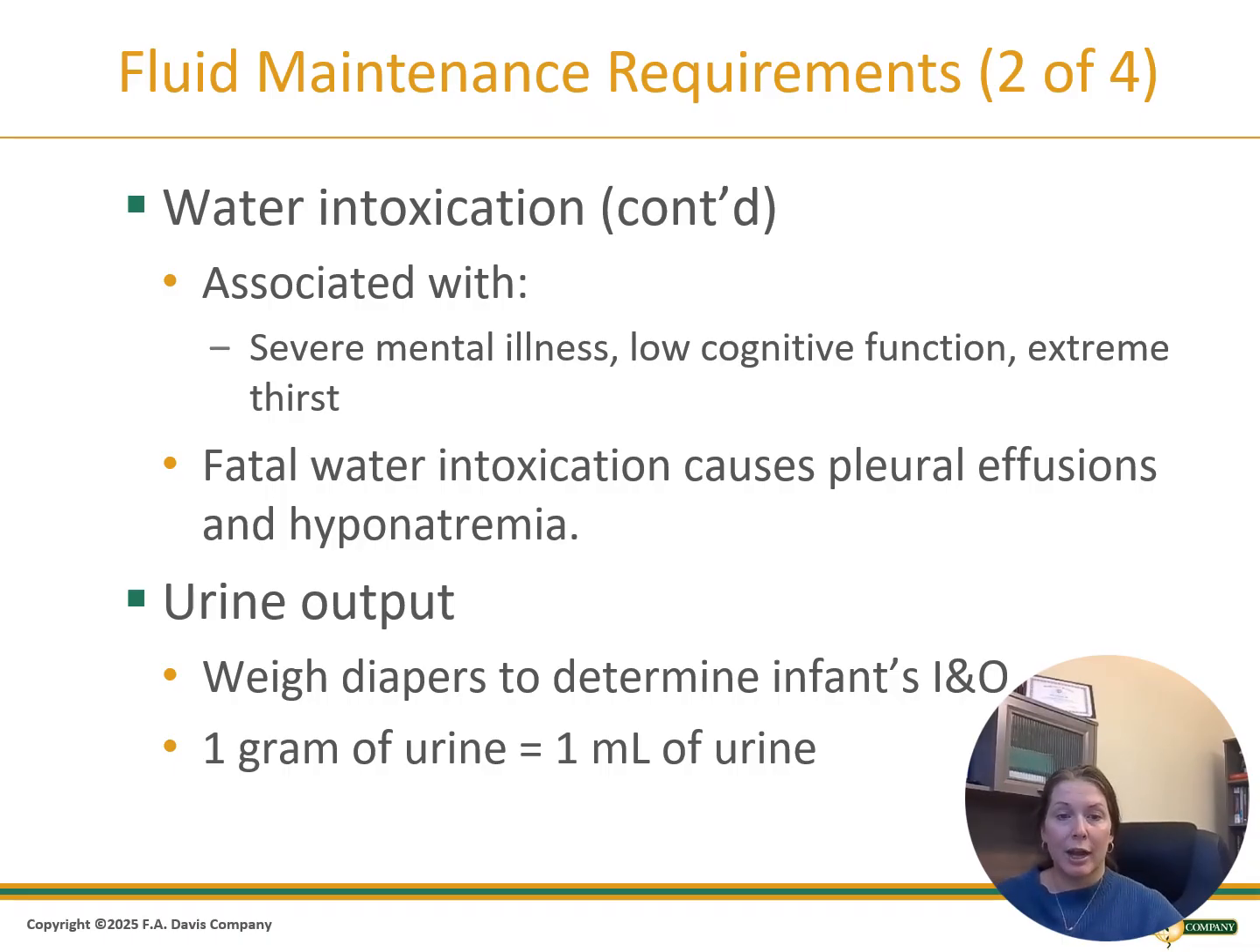Okay, so our urine output for our infants, weighing the diaper, 1 gram of urine is going to be equal to 1 milliliter of urine. Okay, I think that would be a good math question. So remember that formula. It's pretty easy. It's a 1-to-1.